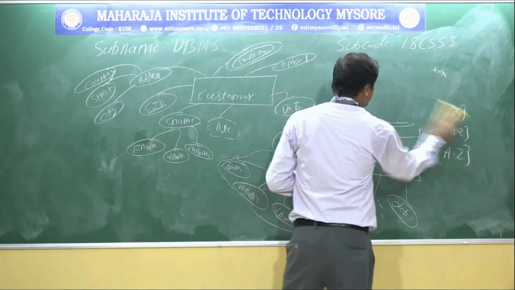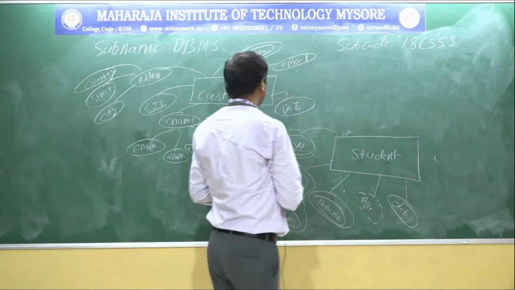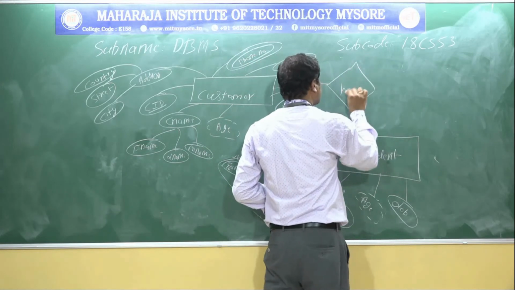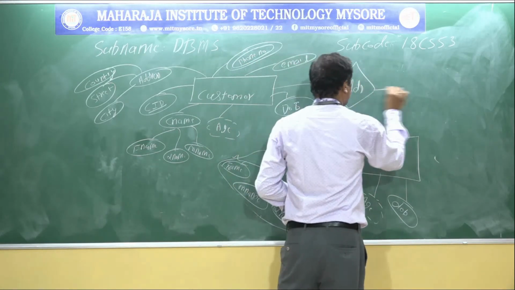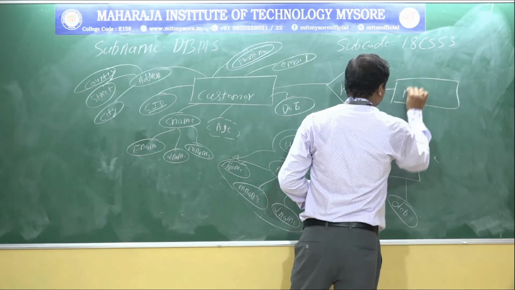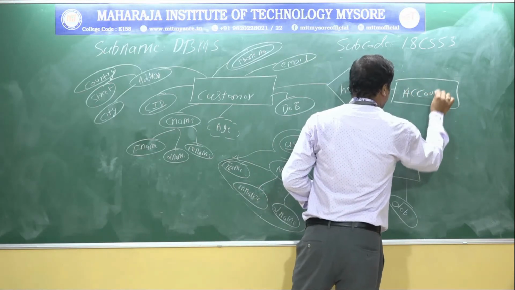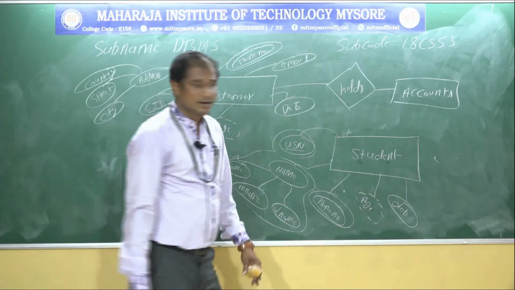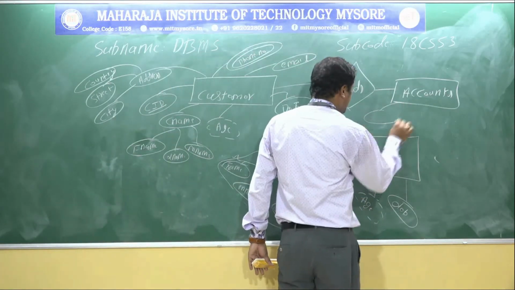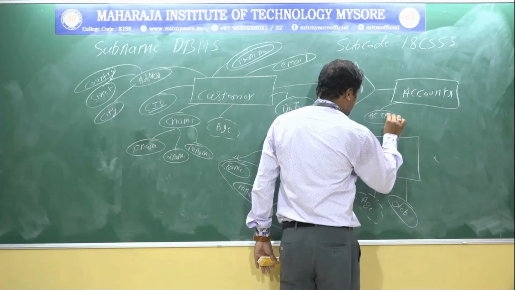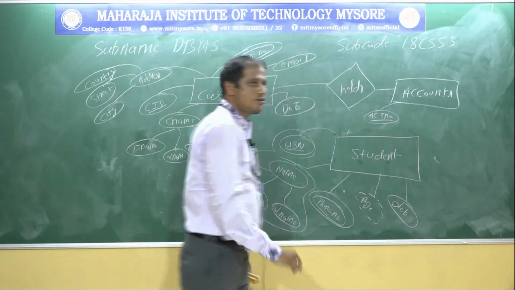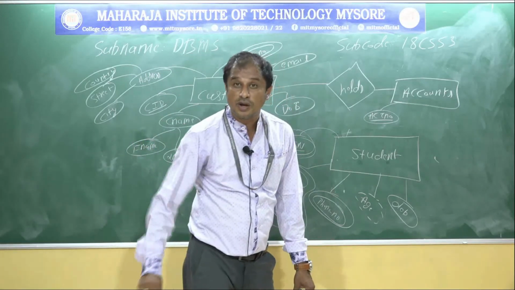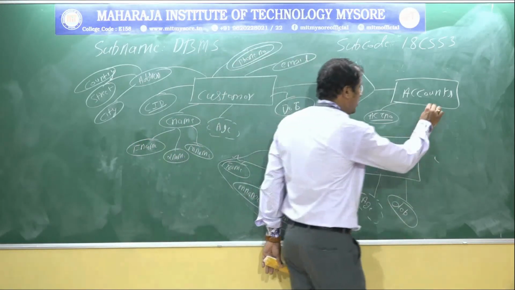So if I talk about it like this, if I go with customer holds accounts, customer holds accounts, right? Customer has an account number. Accounts has account number as a unique key. Then account type.